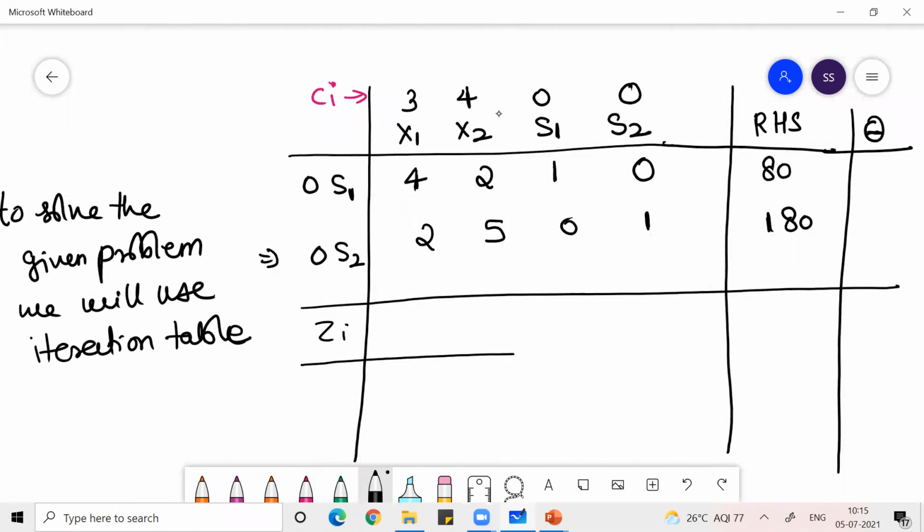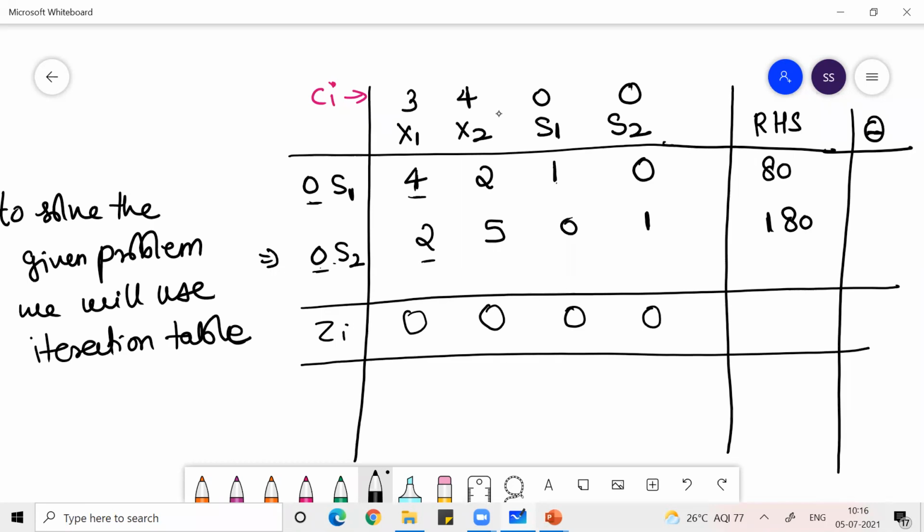What is ZI? ZI is nothing but the sum product of the coefficients with respect to these values. 0 into 4 plus 0 into 2, what you will get? 0. Then 0 into 2 plus 0 into 5, what you will get? 0. 0 into 1 plus 0 into 0, what you will get? 0. 0 into 0 plus 0 into 1, what you will get? 0.